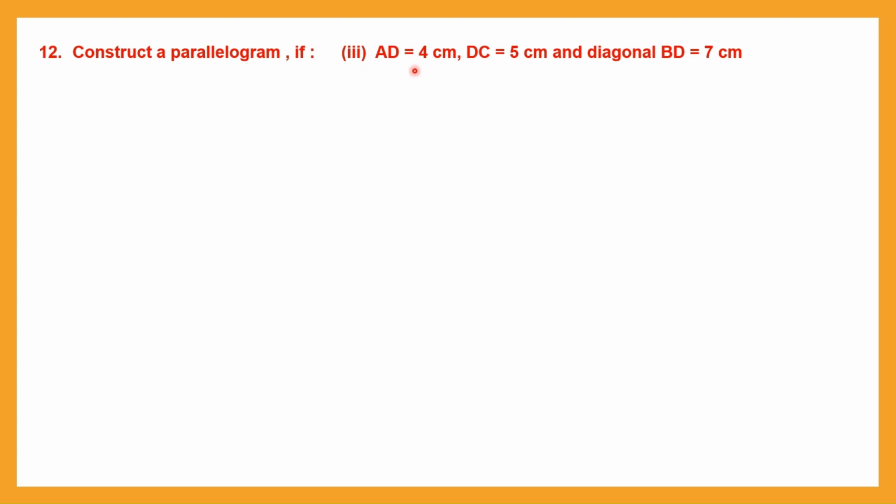Question 3 here is AD should be 4 centimeters, DC is 5 centimeters and the diagonal BD is 7 centimeters.